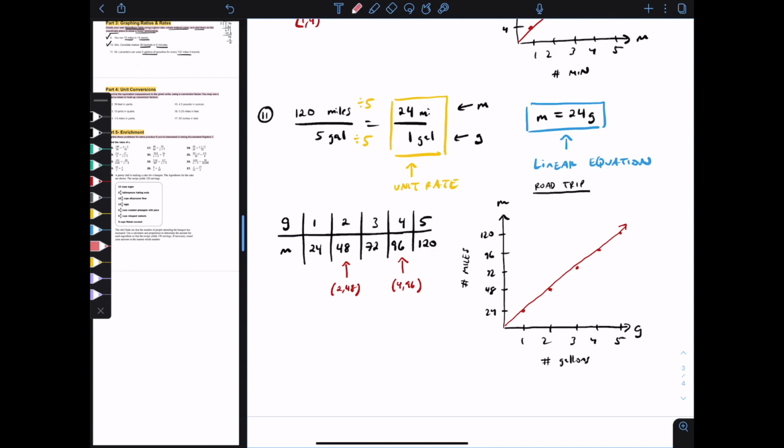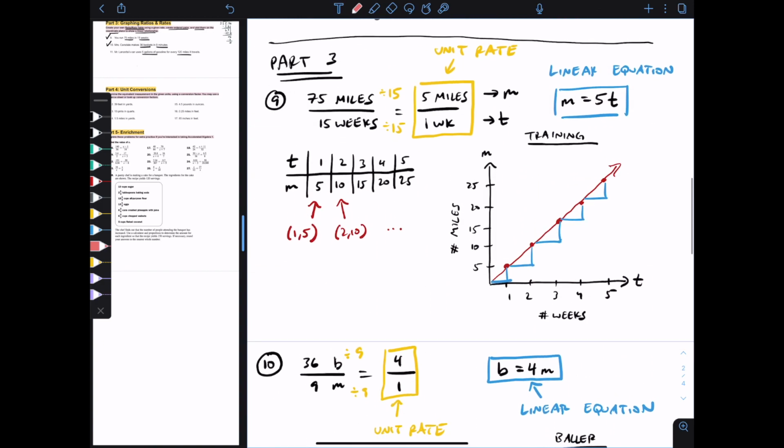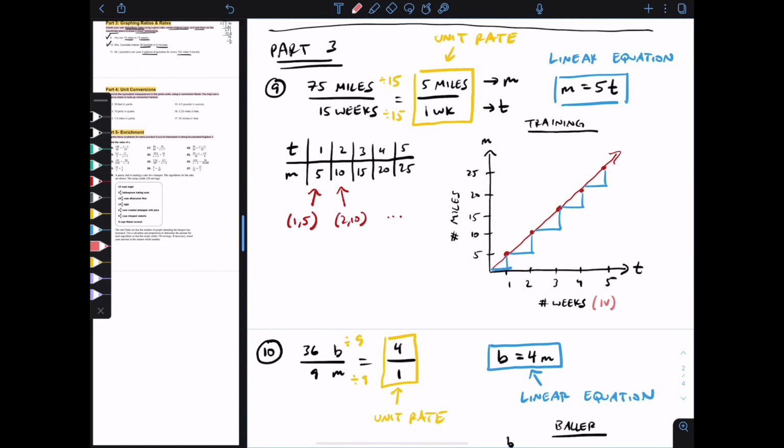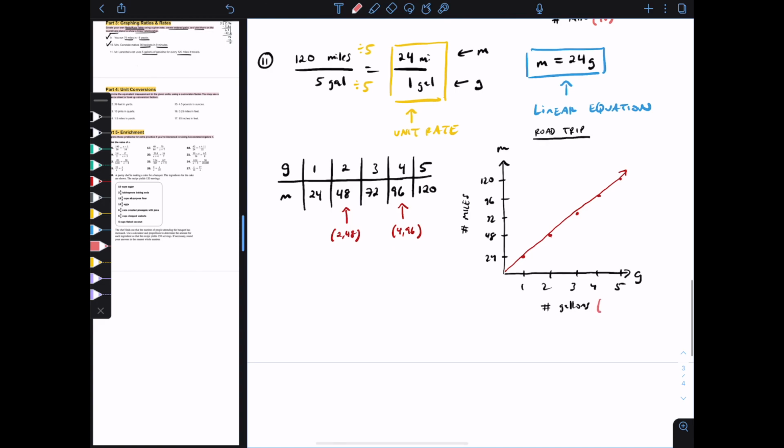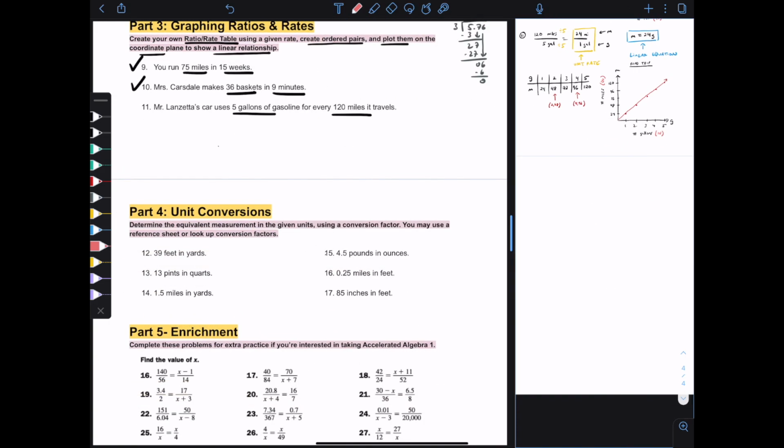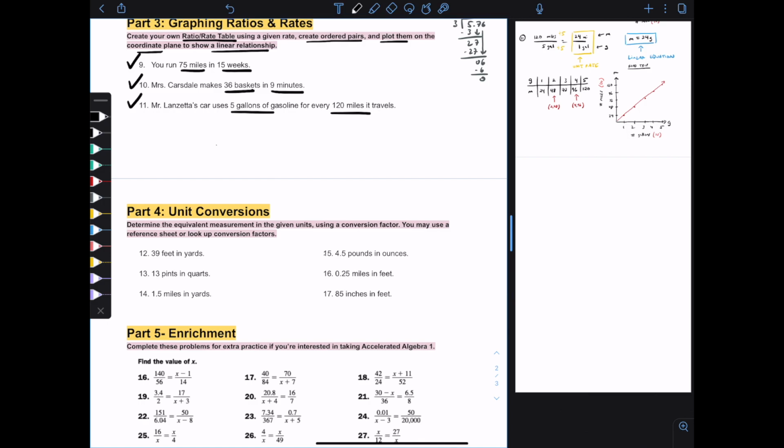Something I just kind of want to go back and mention is, what about our independent and dependent variables? For number 9, the weeks was our independent variable, all right, IV for short, and the number of miles was going to be our dependent variable, DV for short. For this problem here, for number 10, the minutes was going to be our independent variable, and the number of baskets depended on that, and that's our DV. Moving on here, the number of gallons in number 11, that was the independent variable, and how far you can drive depends on how much gasoline you have in your car. So those are the independent and dependent variables for 9, 10, and 11. Okay, so number 11 is now complete, okay? And we can now move on to part 4.